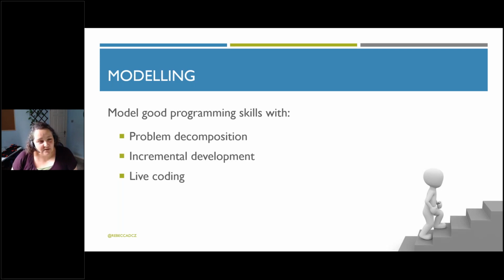And it's fine to do that. And you'll find that pupils will help you, and that's wonderful. So I think live coding is a really, really strong thing to do.